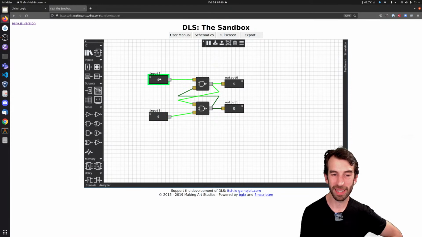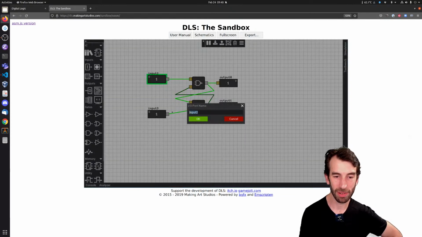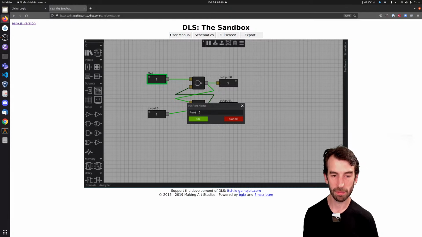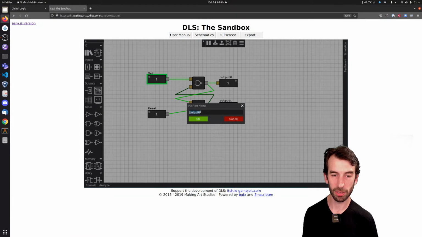This seems like a very simple little device. What it's called is a set reset latch. So that's going to be called the set port. This one's going to be called reset. That one's going to be called Q, and that one's going to be called not Q.